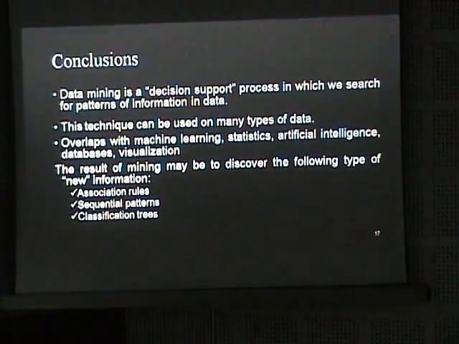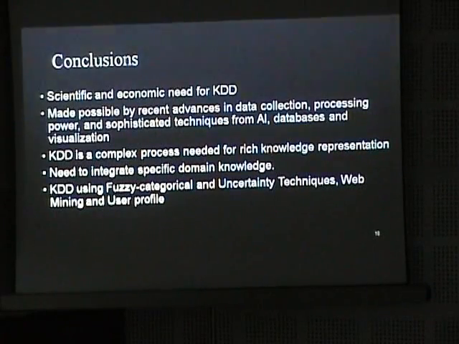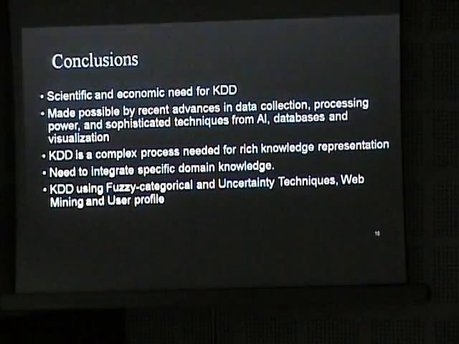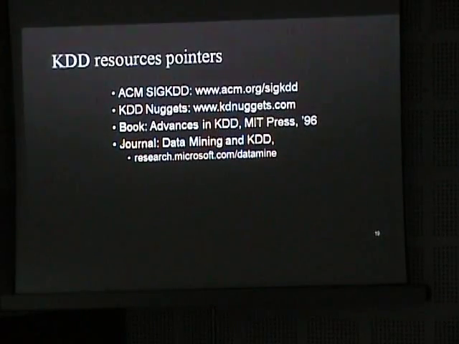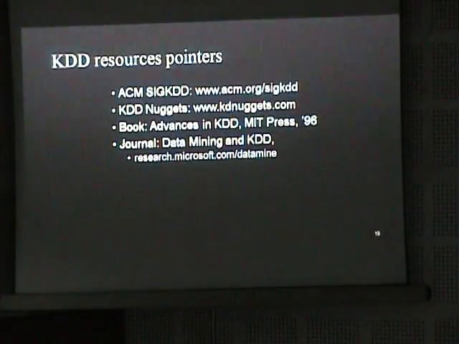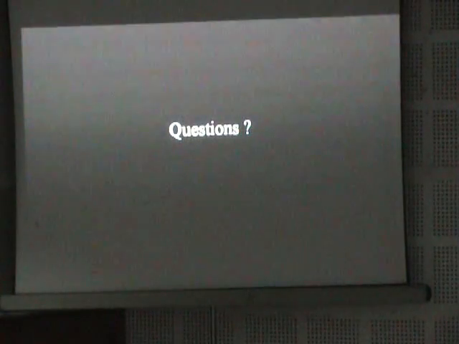And this is the conclusion. Data mining supports MIS and decision support systems. The results of data mining may be discovered from the following types: association rules, sequential patterns, classification trees. Scientific and economic benefits of KDD are also there, which I have already discussed with you. KDD is also known as fuzzy categorical knowledge. And these are the resource pointers. Okay, any question? Thank you.